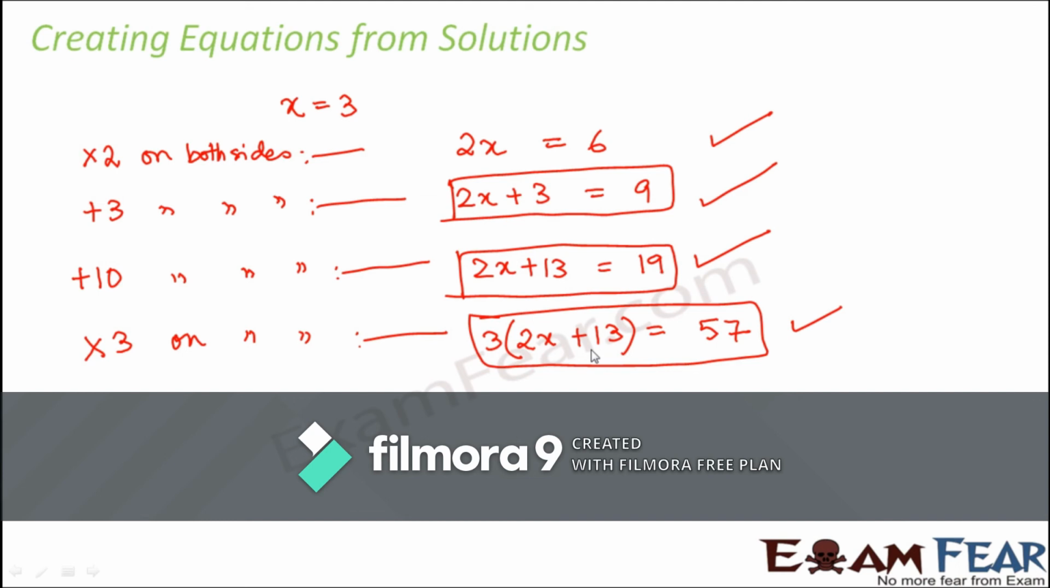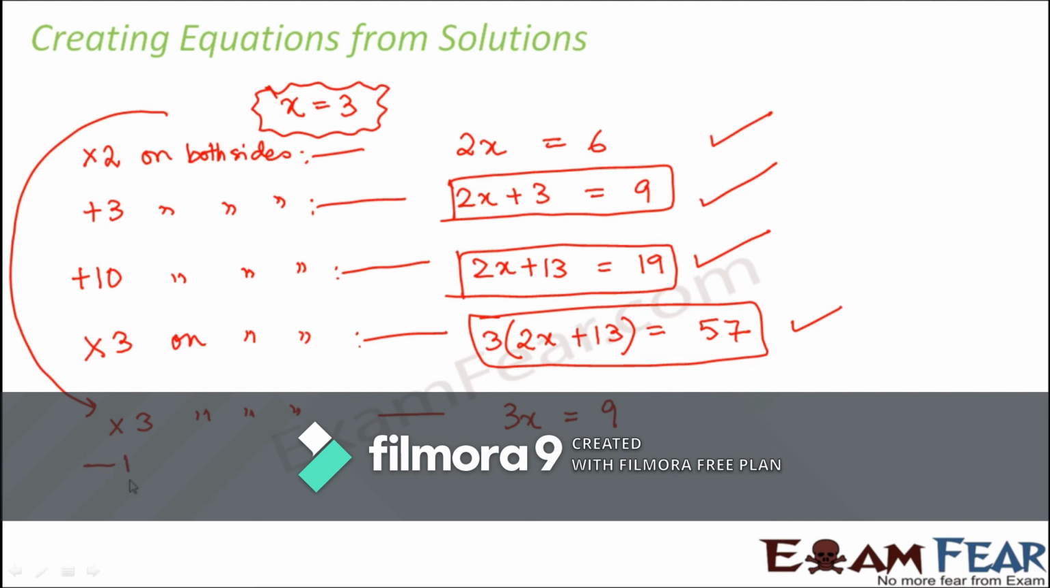Right? So what do we observe? We observe that if one solution is given, we can create multiple equations from that solution. Now not only these equations, let us say if we start from the beginning and if we now multiply both sides by 3. So what do we get? Instead of 2x equal to 6, we get 3x is equal to 9.